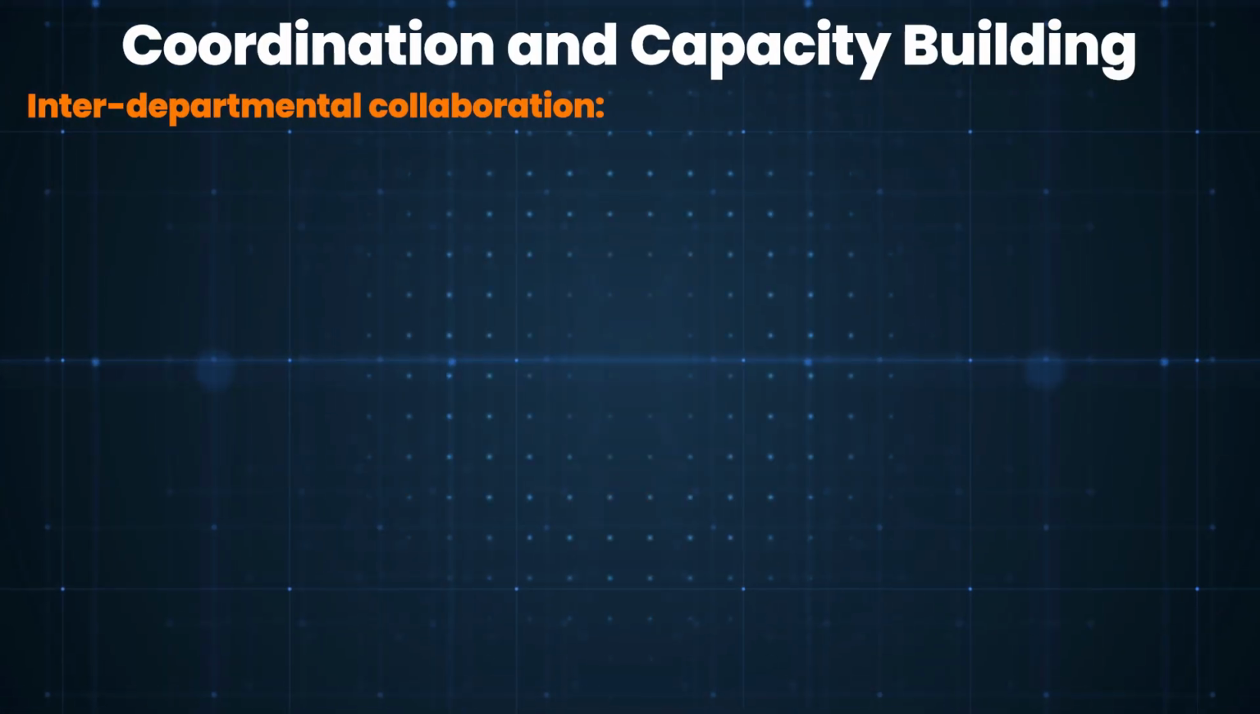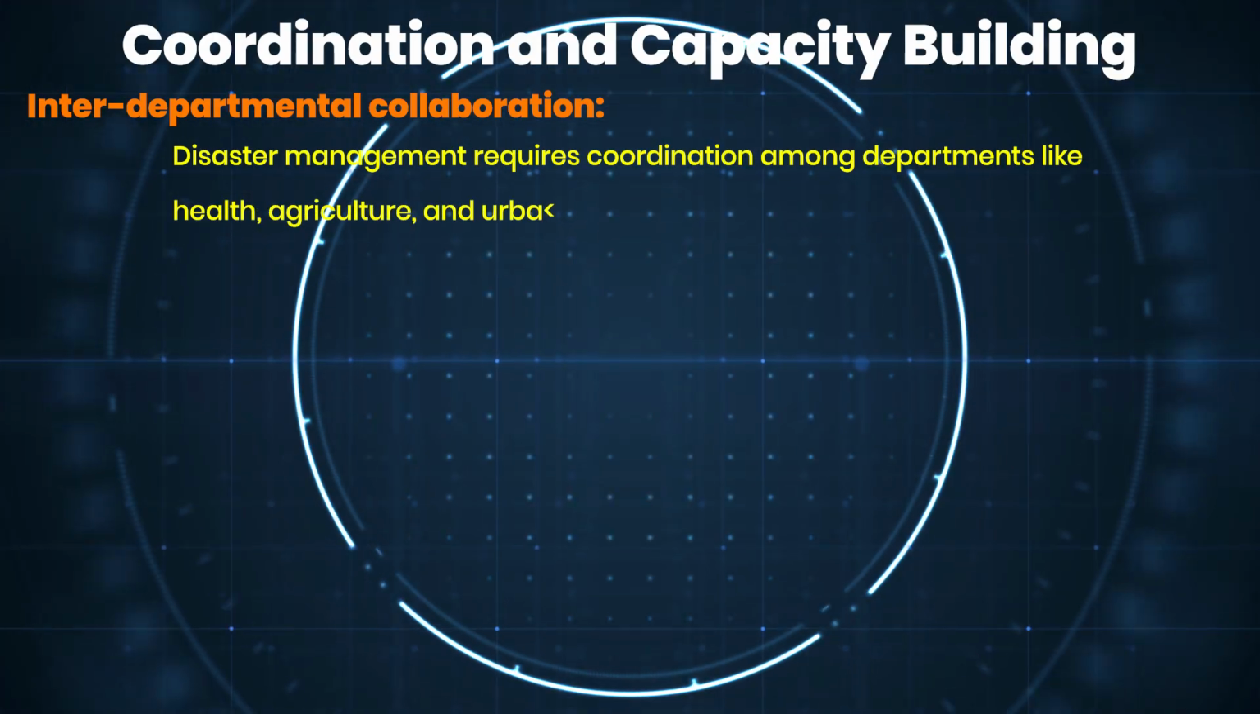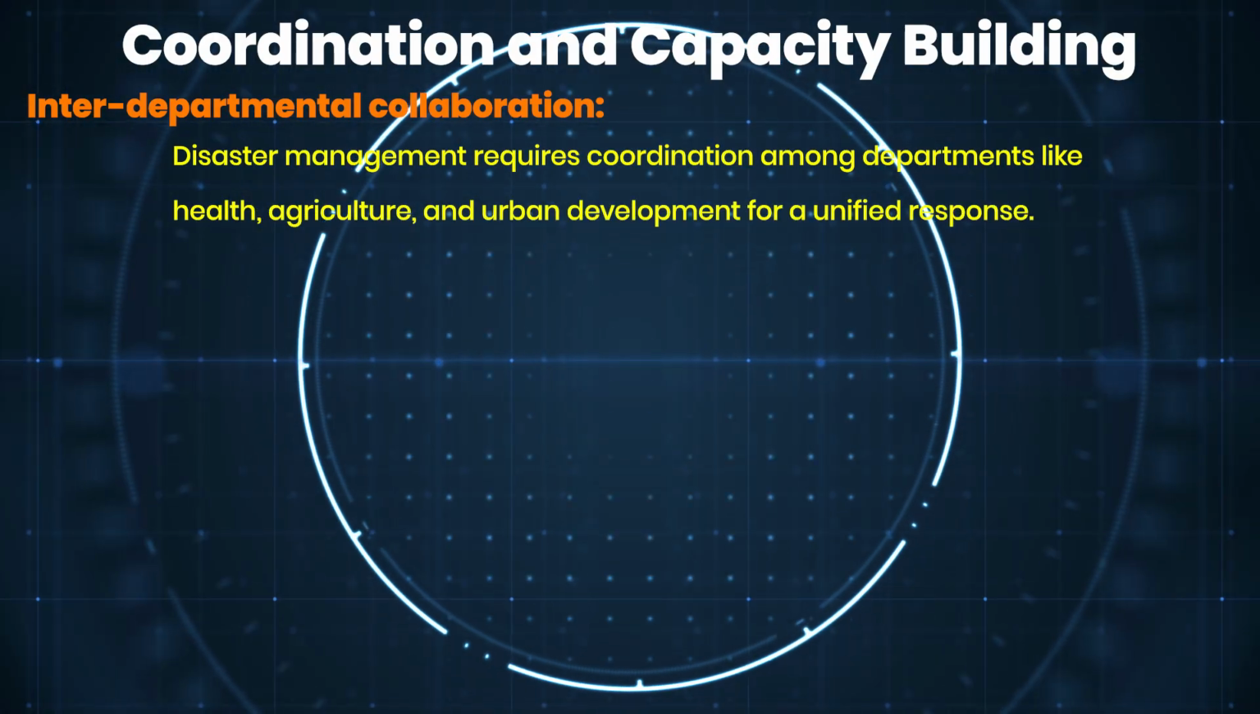Next point is coordination and capacity building. Interdepartmental coordination. Disaster management requires coordination among departments like health, agriculture, urban development for a unified response. Each department's expertise ensures a holistic and efficient approach to preparedness and relief. Role of local governments, municipal bodies and panchayats implement disaster plans on the ground as first responders.